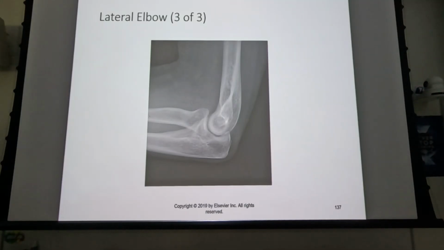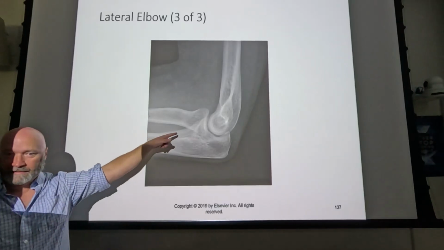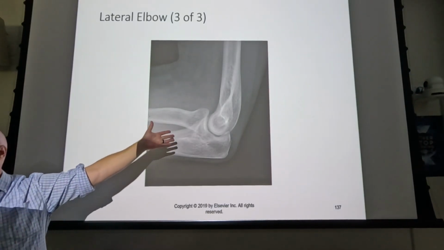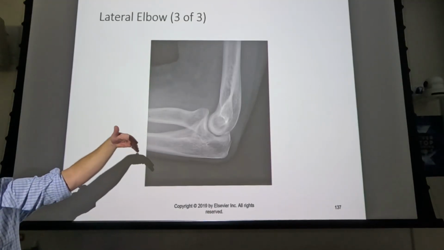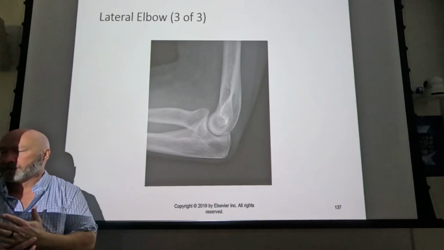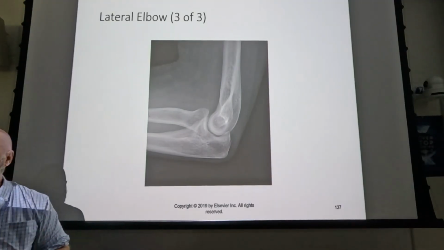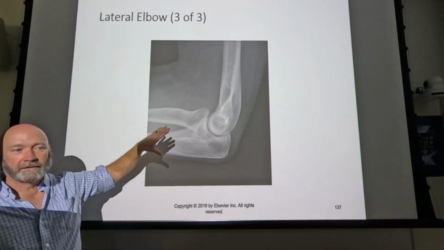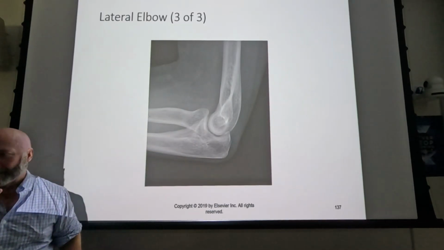So I say all this to say two things. Number one, this is the most important view of the elbow, because you just don't see any of those on the AP. In the wrist, you see some fat pads on the AP and on the lateral, but you only see those fat pads on the lateral elbow.